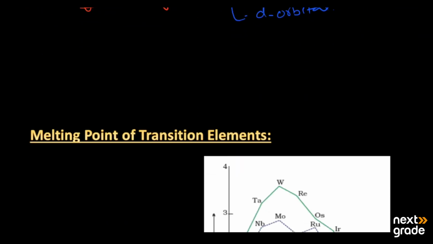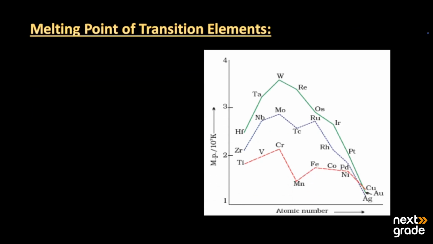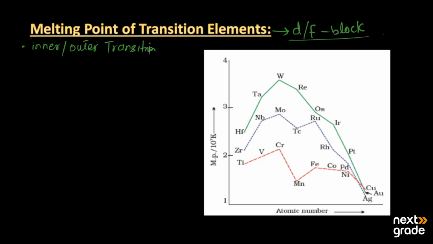So let's have a look at the melting points of the transition elements. You must know what is meant by transition elements. All the elements of the D and F block in the periodic table are called transition elements, and they are mainly of two types, typical and non-typical, and they are also called inner and outer transition elements.